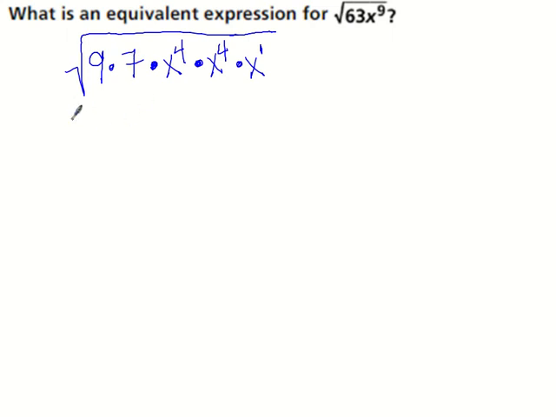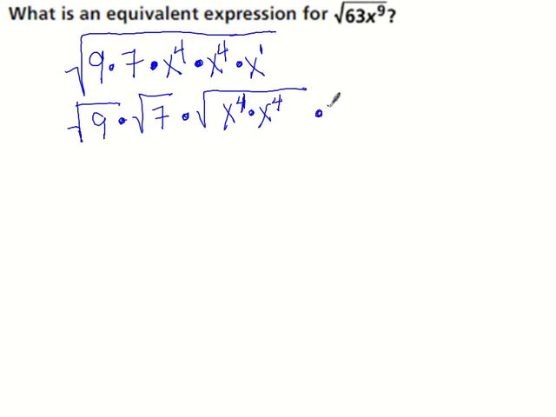Okay, so then what we're going to do is we're going to take the square root of 9 separate from the square root of 7. And then I'm going to take the square root of x to the 4th times x to the 4th. And I'm going to explain why I kept those together here in a second. And then I'm going to go times x by itself.